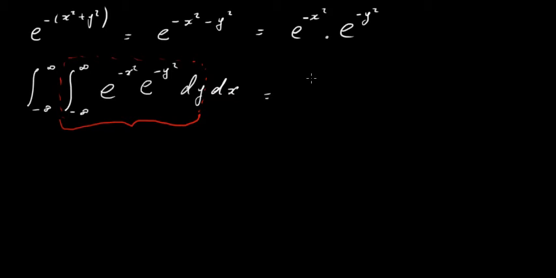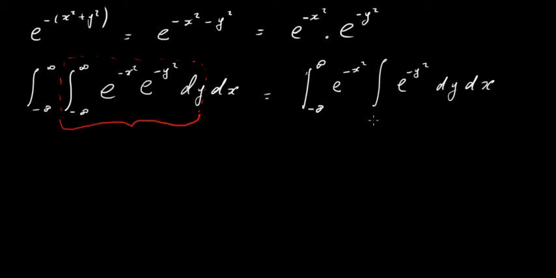So what we end up with is e to the power of minus x squared, then the integral from minus infinity to infinity of e to the power of minus y squared dy, and dx here. Okay, all I did here was take this as a constant and take it outside the integral, so it's ended up here.